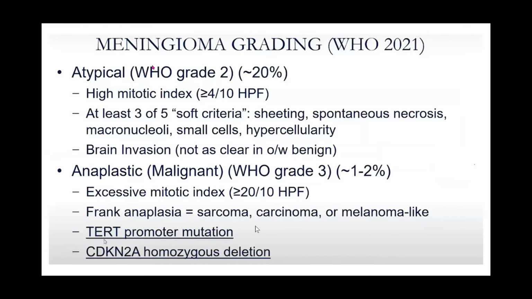So atypical meningioma, which was earlier called atypical, is no longer called atypical. You just call it a meningioma WHO grade 2. It has the same histopath criteria as in the last classification. For anaplastic meningioma, in addition to the histopathologic features, you can call a meningioma malignant if it also shows molecular alterations of TERT promoter mutation and CDKN2A homozygous deletion.